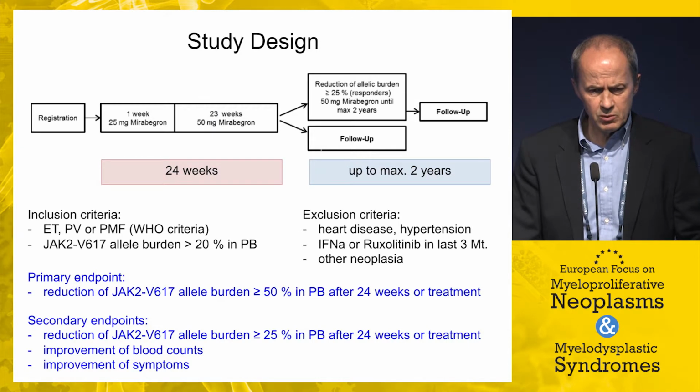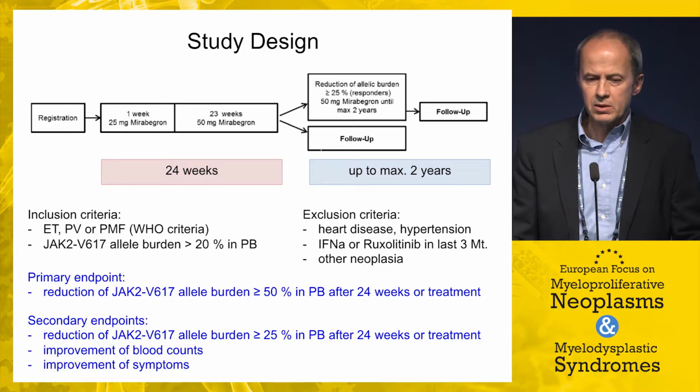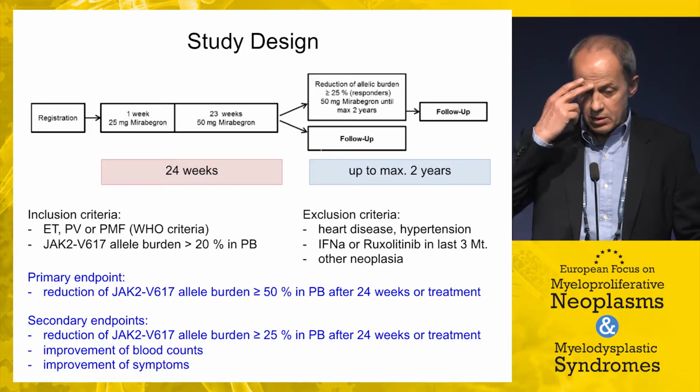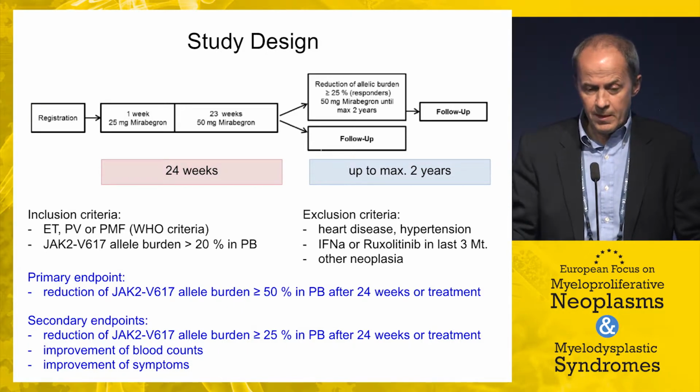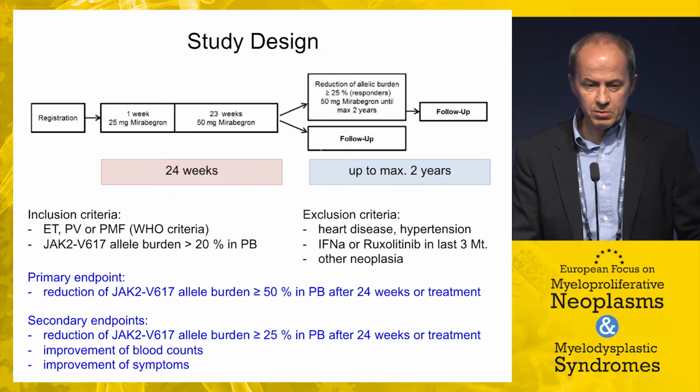So the study design was to include ET or PMF and JAK2 positive, at least 20% allele burden in peripheral blood. Then we treated with 24 weeks of mirabegron. We were lucky because mirabegron actually is a drug that's on the market for irritable bladder, and so we used a dosage that was established for this type of application.